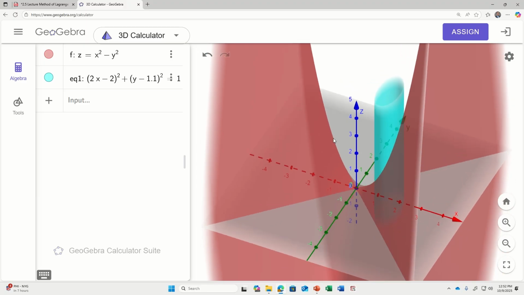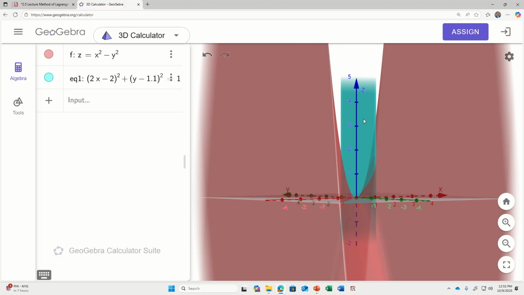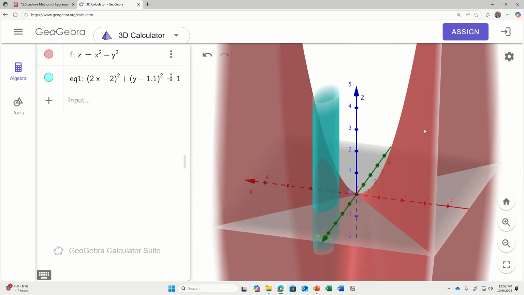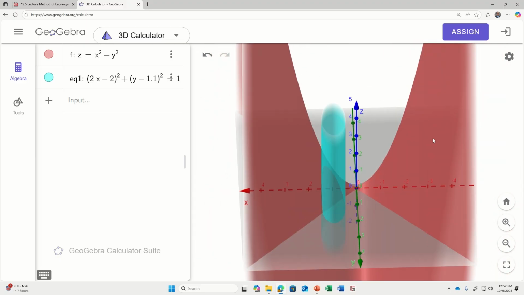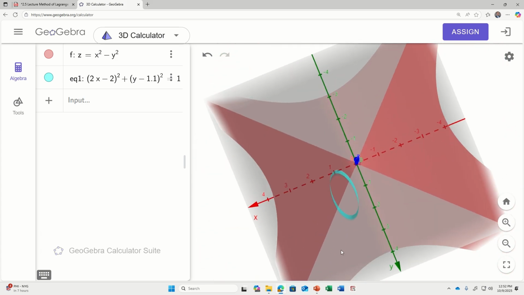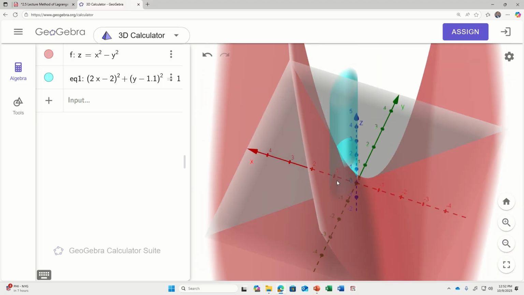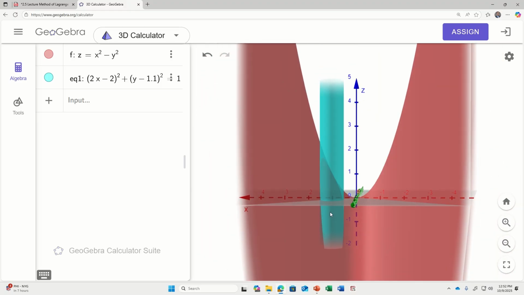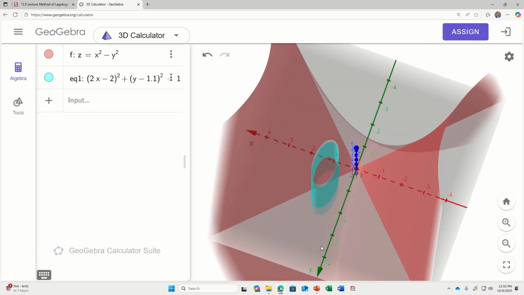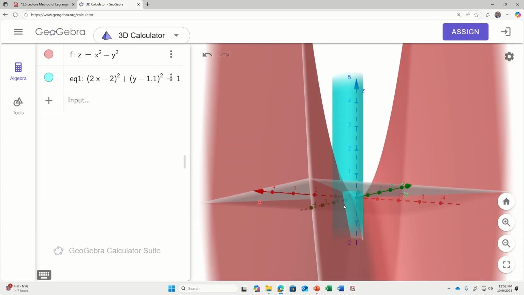Okay. So the function that I want to optimize is in red. And like I promised, you can go up to infinity or down to negative infinity on the red surface. But we said, okay, let's only allow the values of x and y that fit on that ellipse, right? So the intersection between this teal elliptical cylinder and the surface are the only values I'm considering.